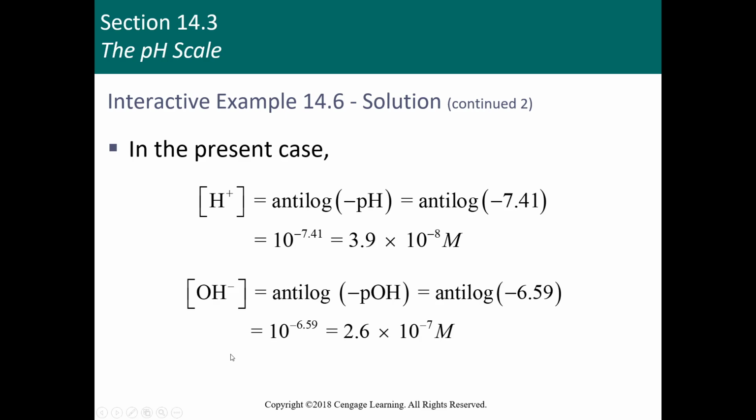Our pOH then, we take that and plug it into 10 to the negative pOH, that's our pOH value, and that is going to give us our OH- concentration, which is 2.6 times 10 to the negative 7 molarity.